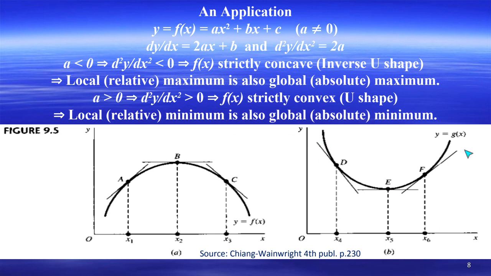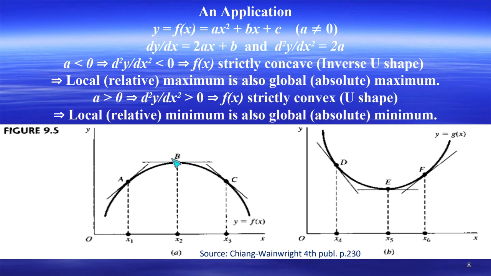If a is positive, it has this shape. How do I know it? d square y over dx square, which is the second derivative, is positive. 2a is positive. The function is therefore strictly convex, U shape. Then the local or relative minimum, which is here at the point, it is also the global or absolute minimum, because there is no point below this line.